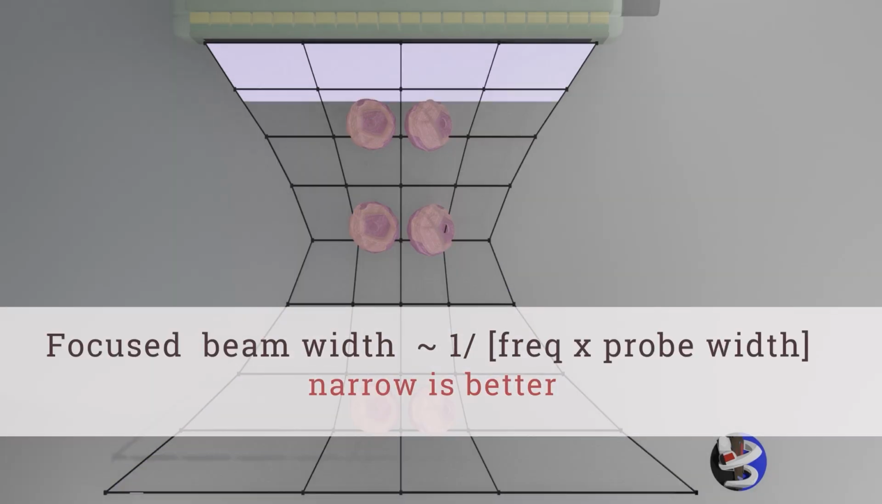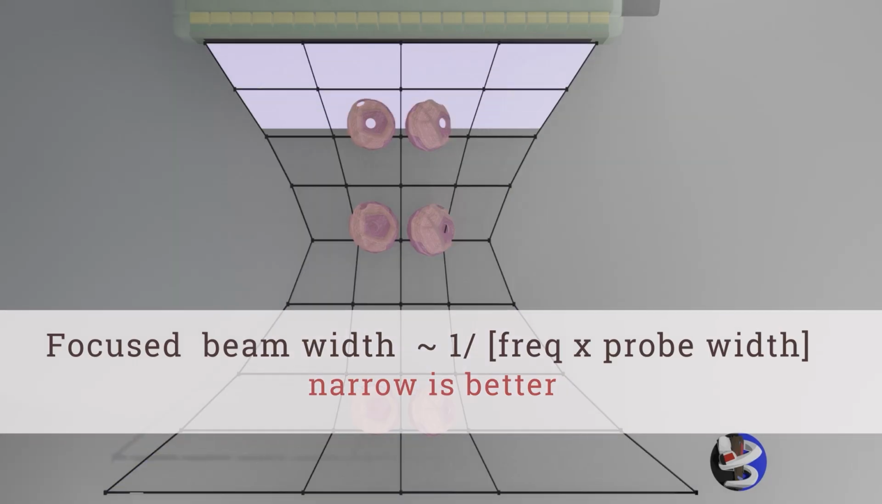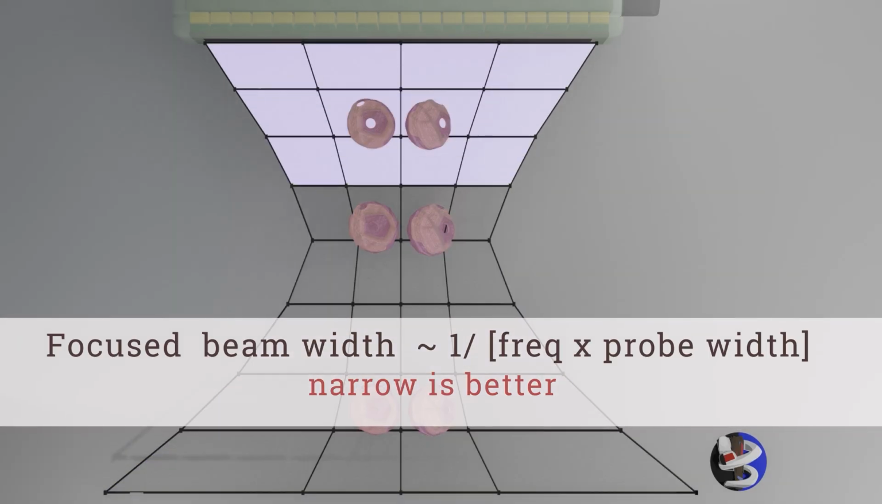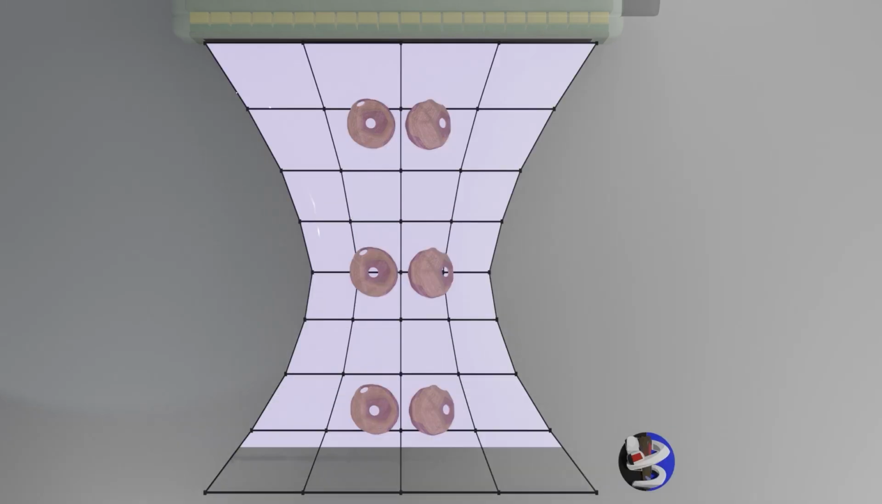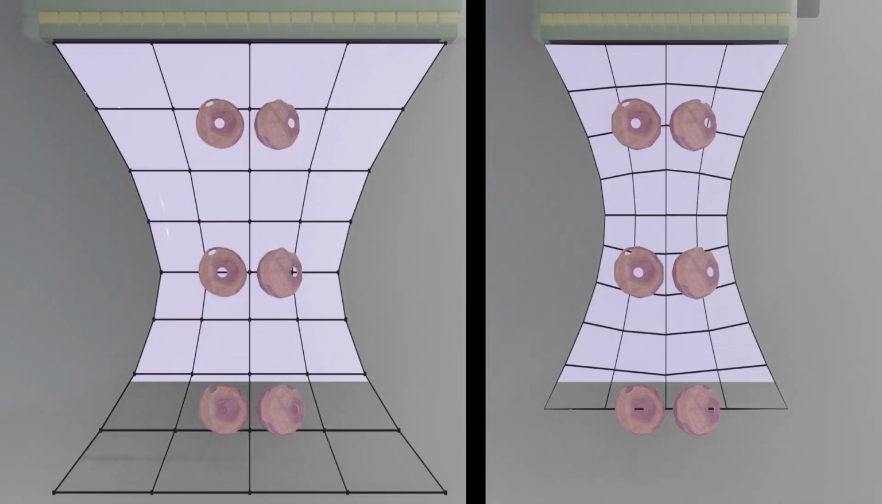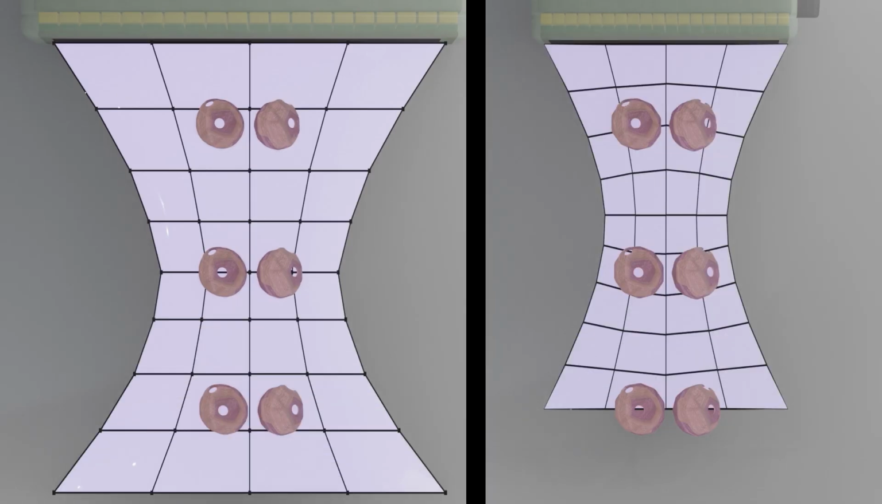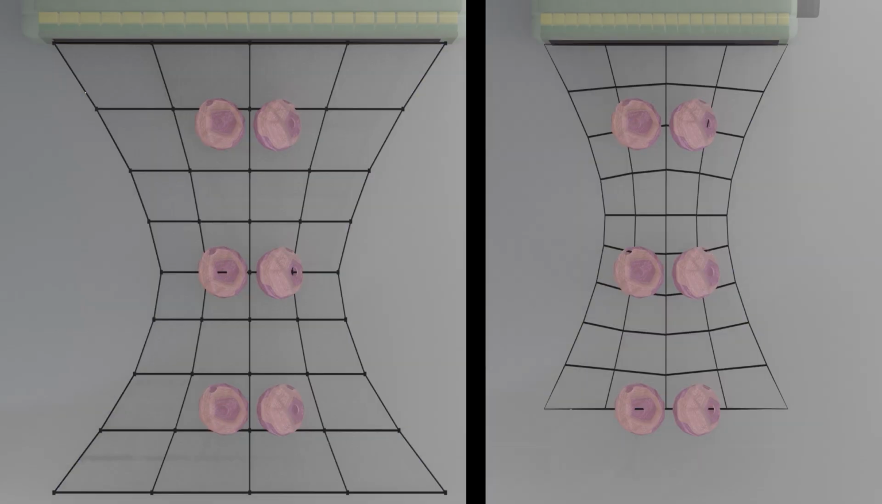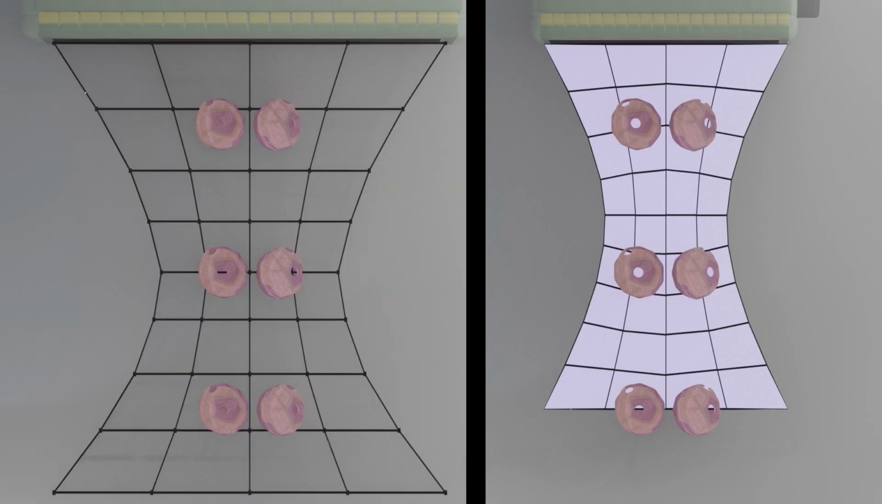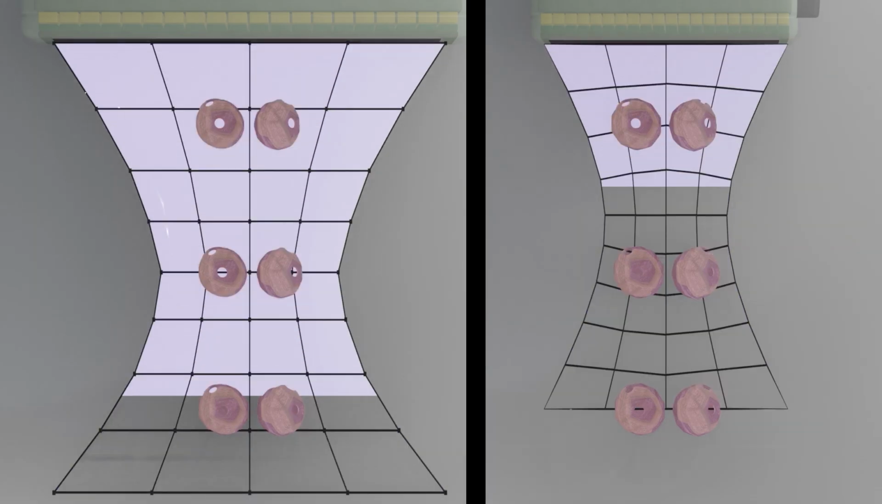The width of the focused beam is proportional to wavelength and inversely proportional to the width of the probe. Again, we would want a narrow focused beam for a better lateral resolution, and to do so, we want a broad probe with high frequency. The ultrasound beam is proportional to the width of the probe and inversely proportional to wavelength. Focusing mainly affects lateral resolution.